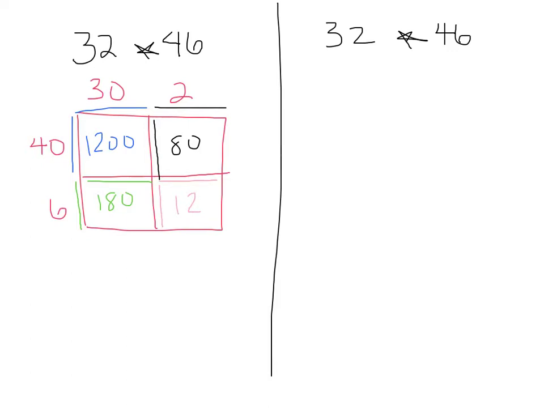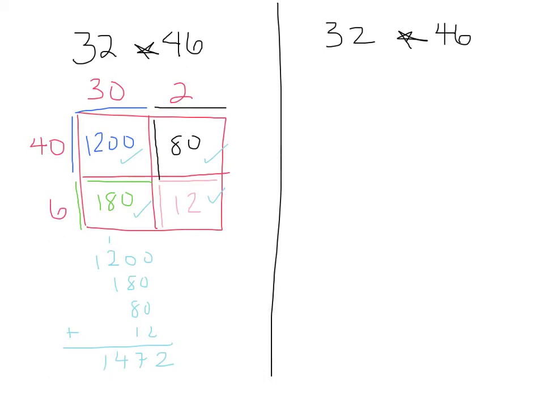So obviously this is not drawn to scale, but the area of the whole thing is going to be adding 1,200 plus 180 plus 80 plus 12. If I combine all those, I get 2, 16, 17, carry the 1. That's 3, 4. I get 1,472.